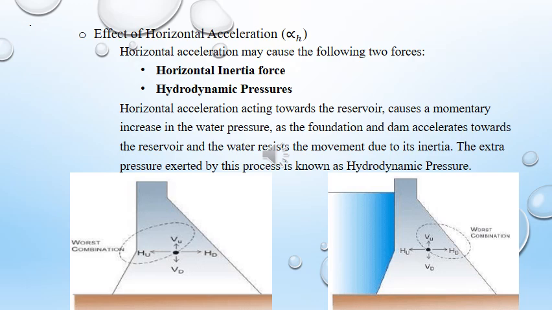Okay. Now the first figure shows the dam in empty condition, and the second shows the dam in full condition. This is the worst case in horizontal direction, the worst combination. For reservoir empty condition, the horizontal force is acting towards the reservoir and vertical upward, as well as in full condition the horizontal force is acting towards downstream and vertical is acting upward.